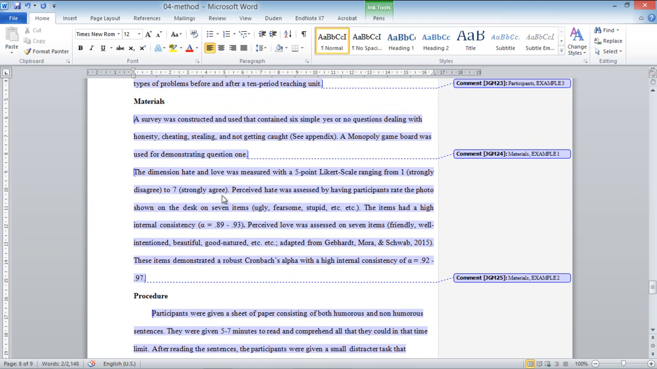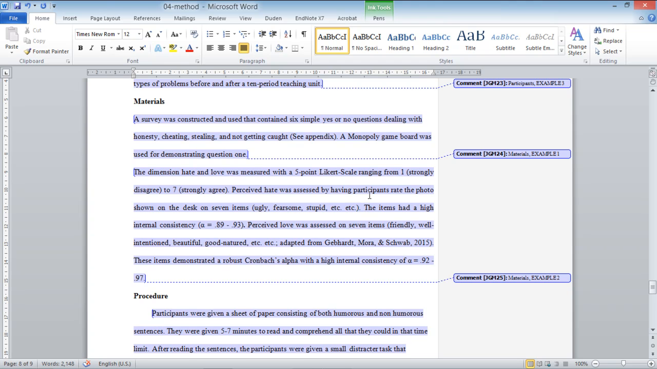Now another example here. We have the dimension hate and love was measured with a 5-point Likert scale ranging from 1 strongly disagree to 7 strongly agree. Perceived hate was assessed by having participants rate the photo on the desk on 7 items, and you write the items here. Of course, this might be part of the procedure, but it's up to you.